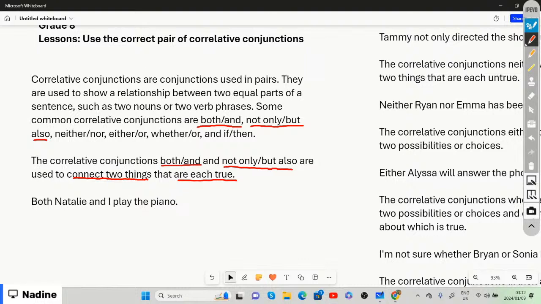Both Natalie and I play piano. So it means that it is true that both of us are playing piano, Natalie as well as I. So that is basically how we can use both and. Because remember, if you say both, then both refers to Natalie and I. Would just saying Natalie and I play the piano be the same as saying both Natalie and I play the piano?